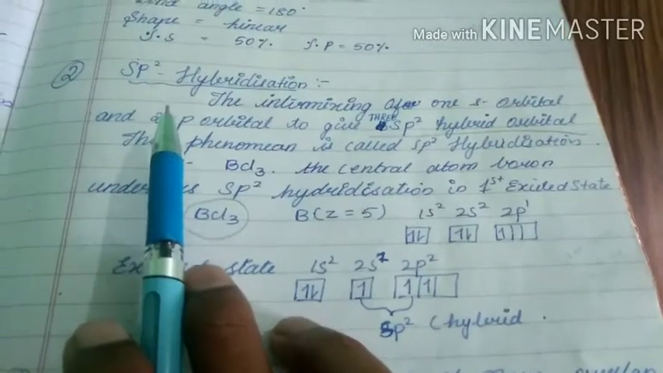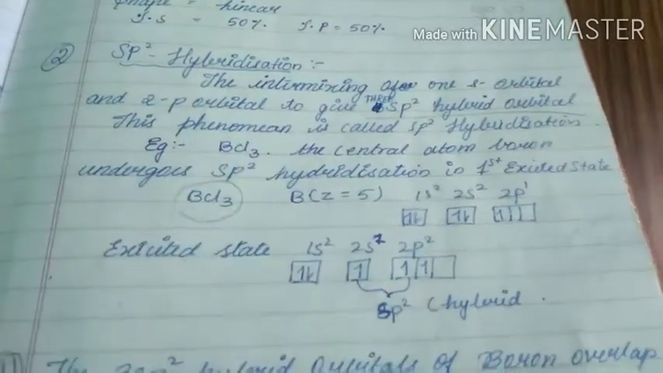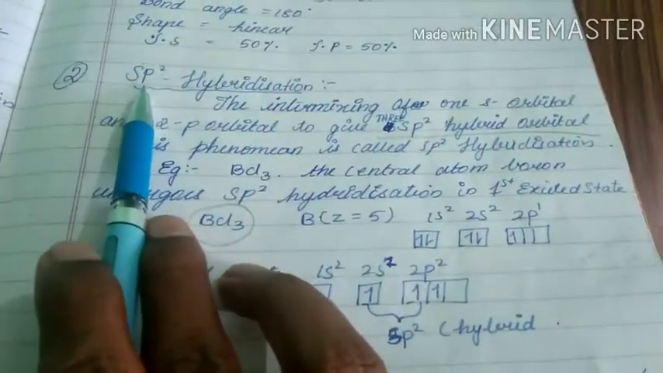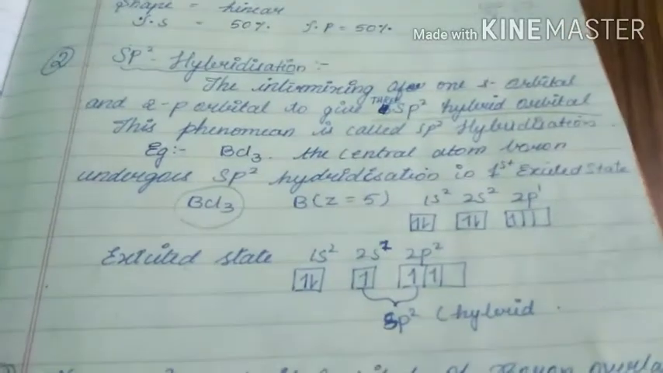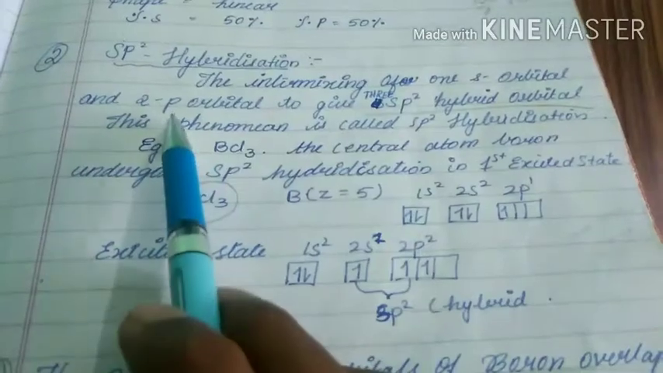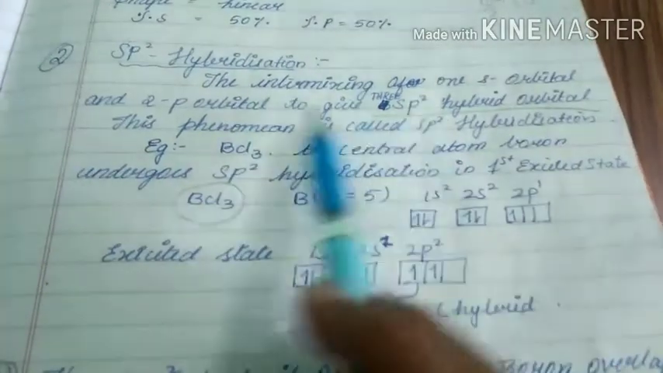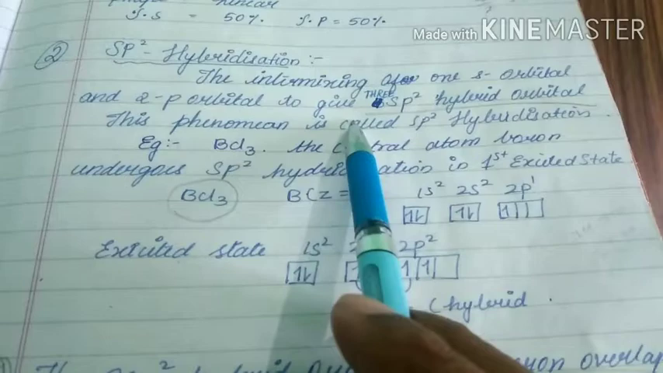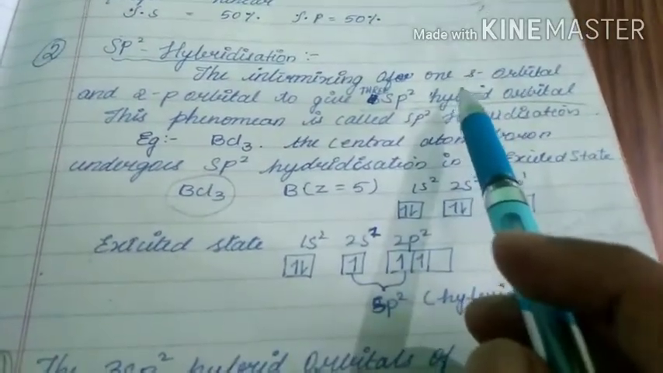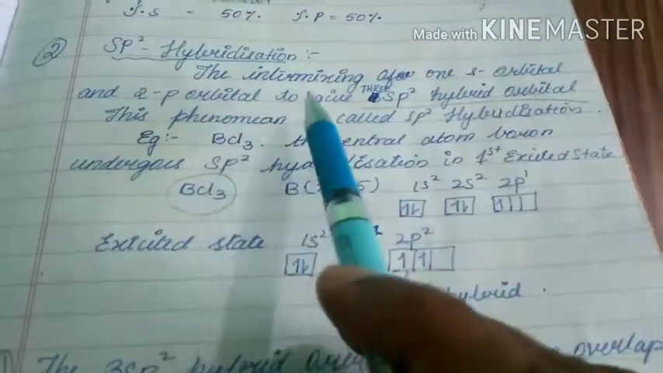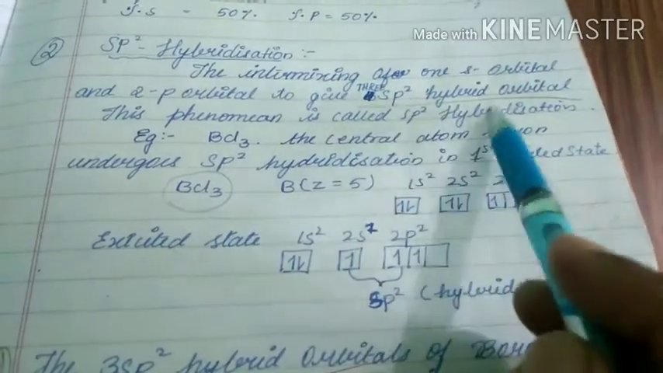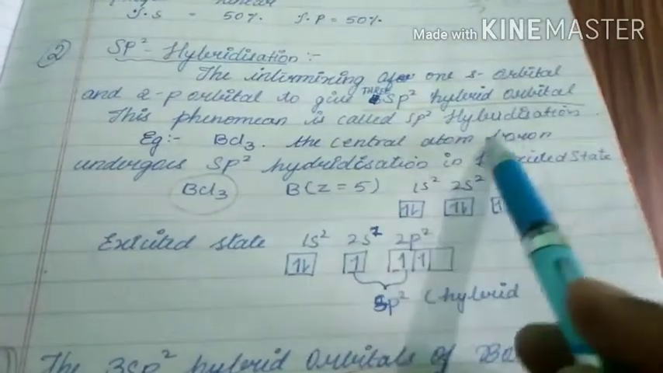Next hybridization is sp2 hybridization. In the name itself, sp2 is present, that means one s and two p orbitals. So what is the definition? The intermixing of one s orbital and two p orbitals to give 3 sp2, because here 3 atomic orbitals are intermixing, one s and 2p, then we get 3 hybrid orbitals. They are 3 sp2 hybrid orbitals. This phenomenon is called sp2 hybridization.